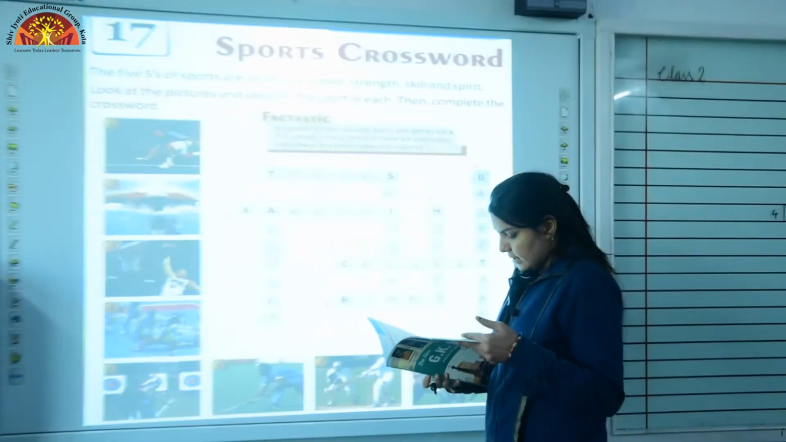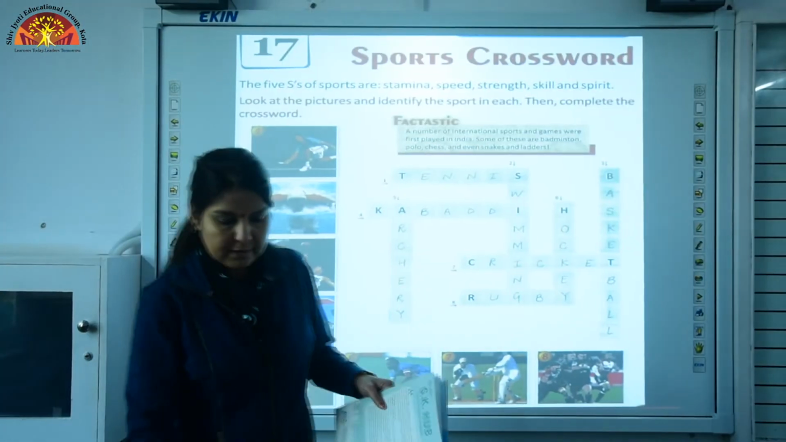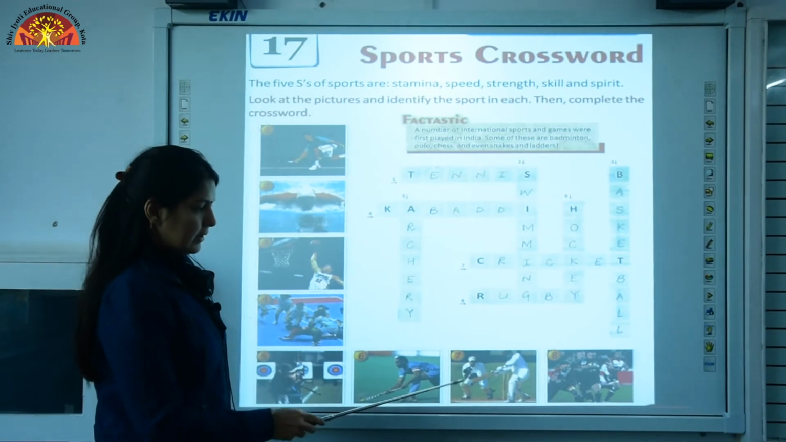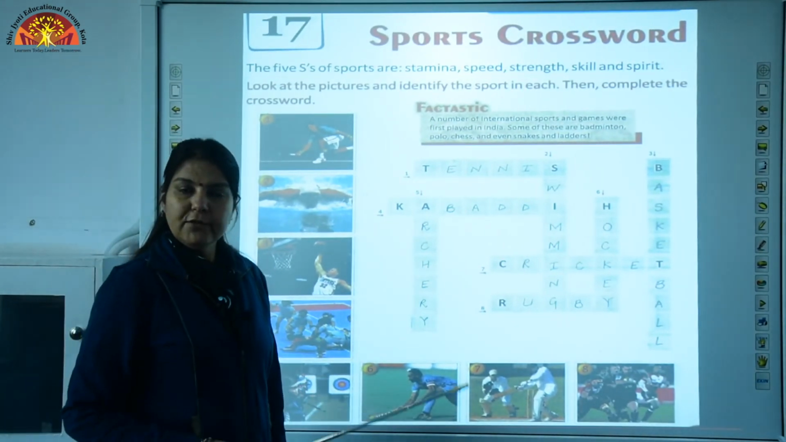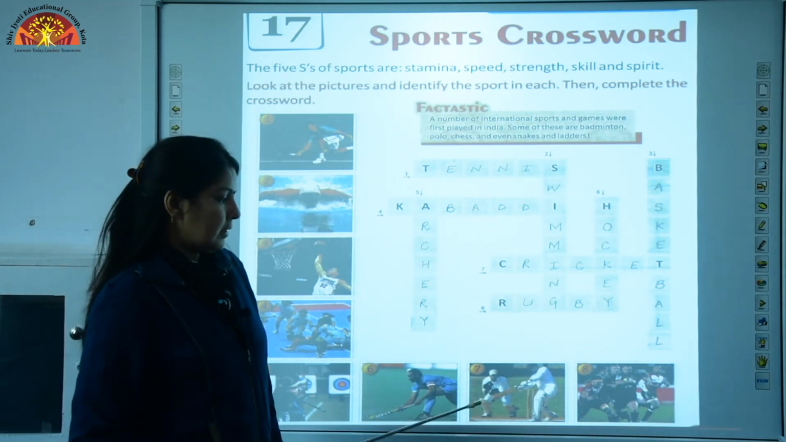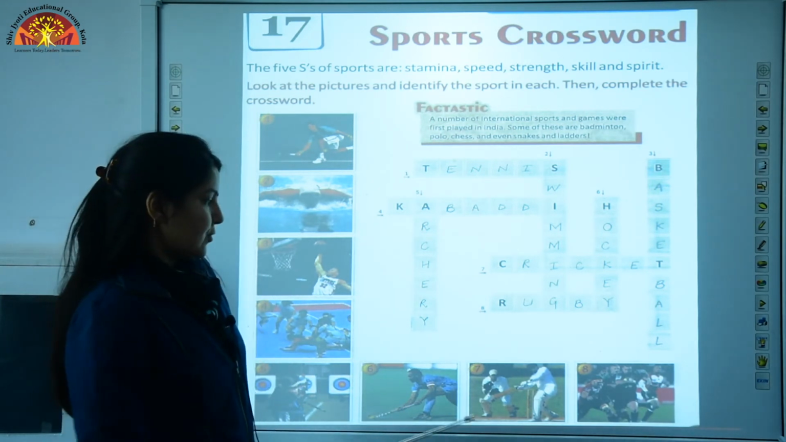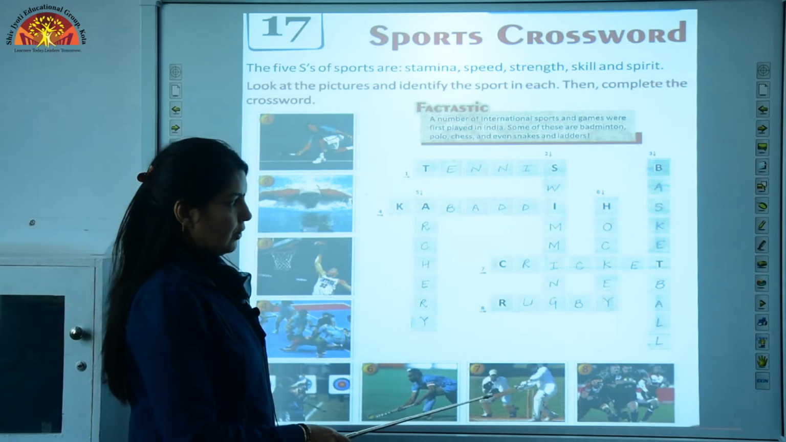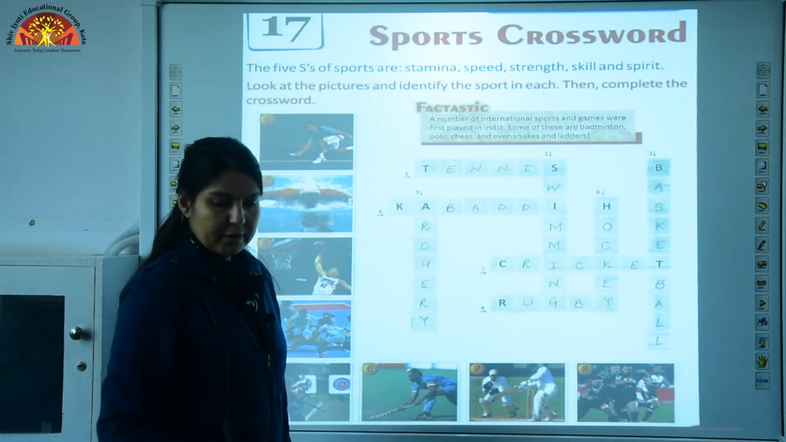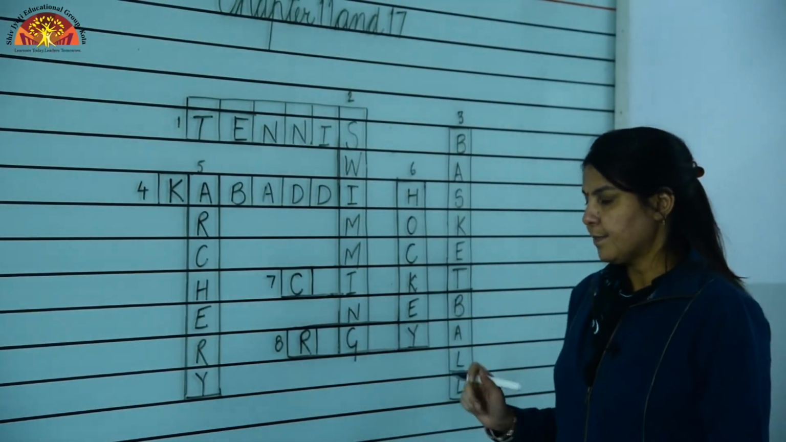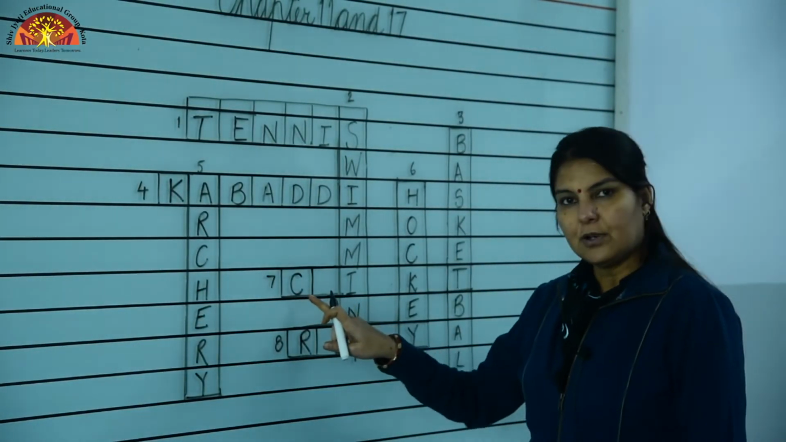Now the next game is cricket. Number 7, it is cricket. It is also played by 2 teams and 11 players are there in each team. So we will write now the spelling of cricket in number 7. This is a very popular game. Now we will see the spelling of cricket. C is already written here.